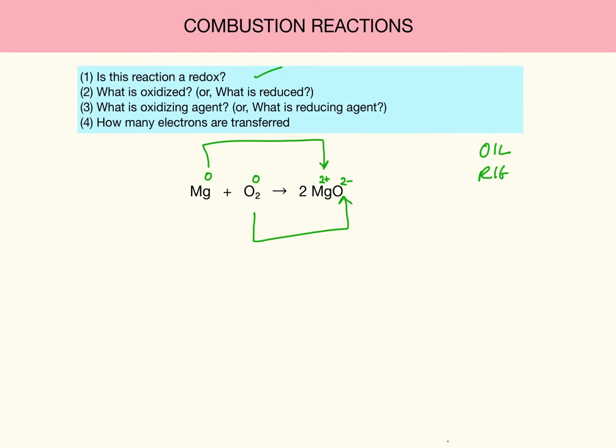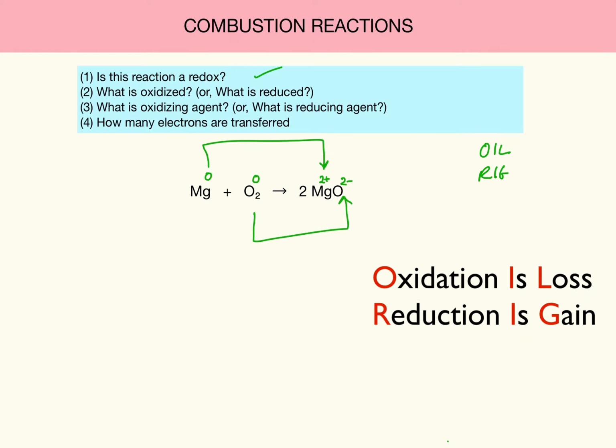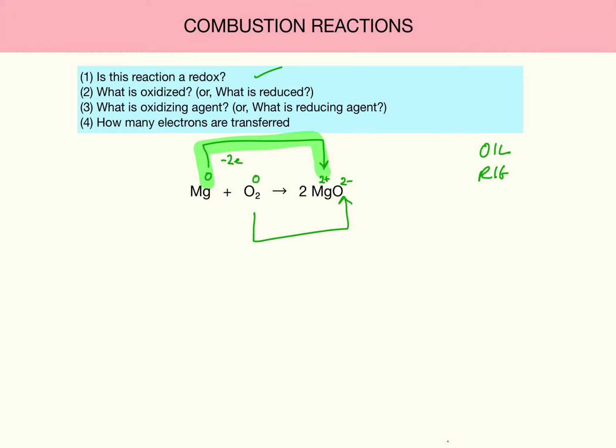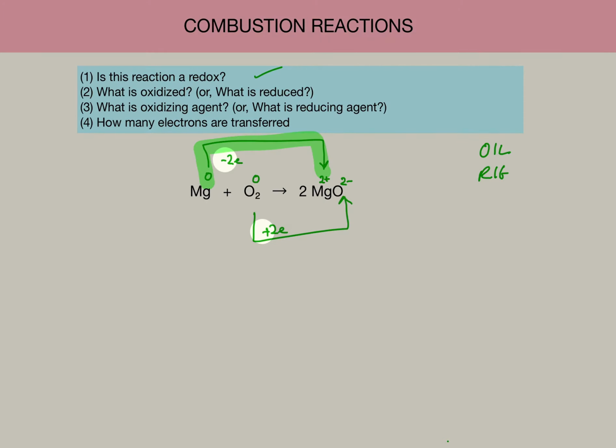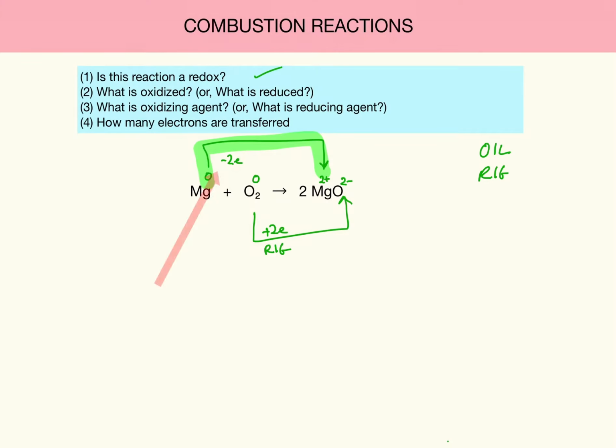Now, what was oxidized and what was reduced? Well, to that, remember the acronym OIL-RIG. Oxidation is loss and reduction is gain. So magnesium goes from 0 to +2. The only way you can do that is to lose 2 electrons. On the other hand, oxygen goes from 0 to -2. You can only gain a -2 charge by gaining 2 electrons. So magnesium lost electrons, so it was oxidized, and oxygen gained electrons, so it was reduced.